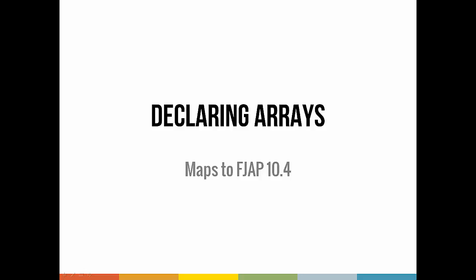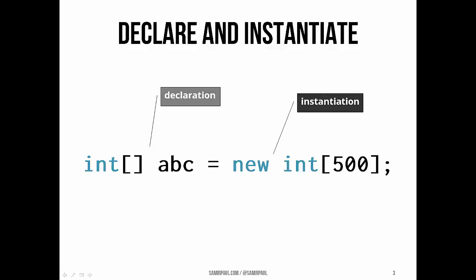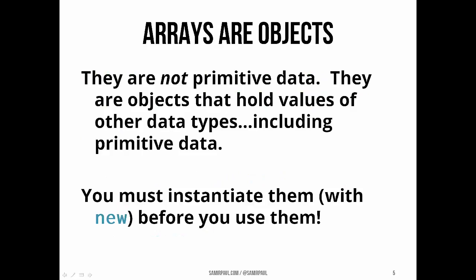In a past example, we declared an array of 500 integers using this line of code. And when we did this, really, we were combining two separate statements, the declaration and the instantiation, the left-hand side and the right-hand side. Really, we could have written it using two lines like this. int[] ABC, notice we have the brackets to denote that we're declaring an array, and ABC equals new int 500 elements long.